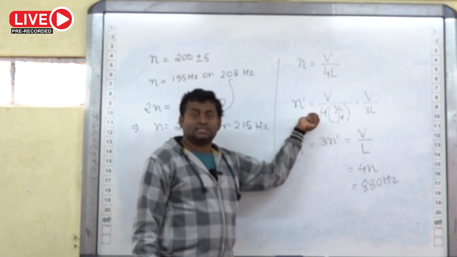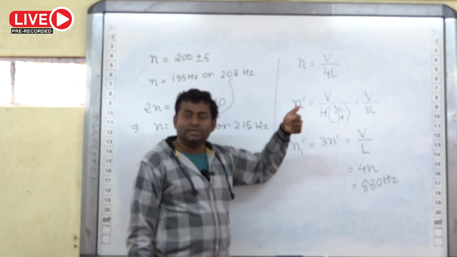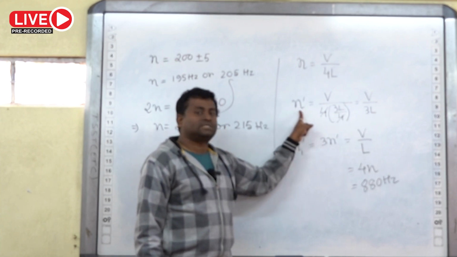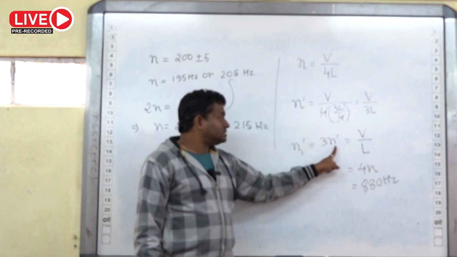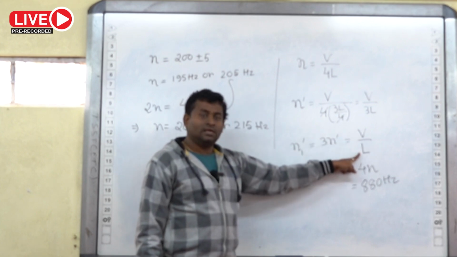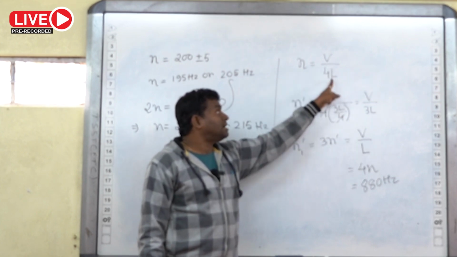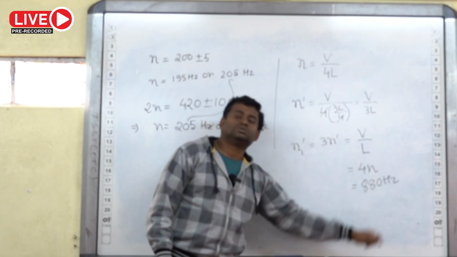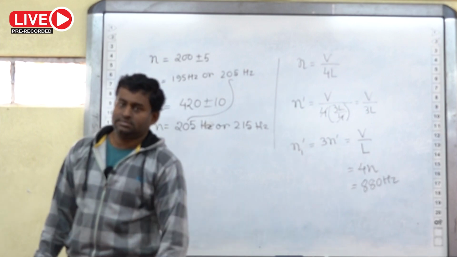Corresponding to this, the first overtone will be 3 times the fundamental frequency. So N1 prime will be 3 times N prime, which means V by L. Now from the first equation we know V by L equals 4N. N is given as 220, so it will become 880 Hz.